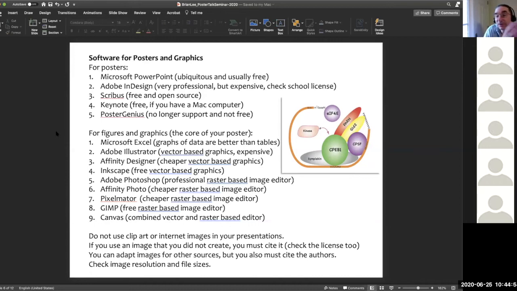Now, figures, again, I kind of hopefully overemphasized enough that figures are really the driving force of your poster.